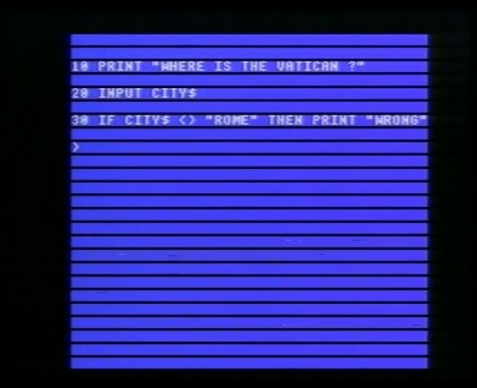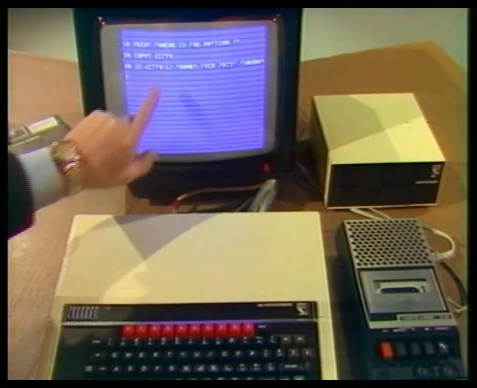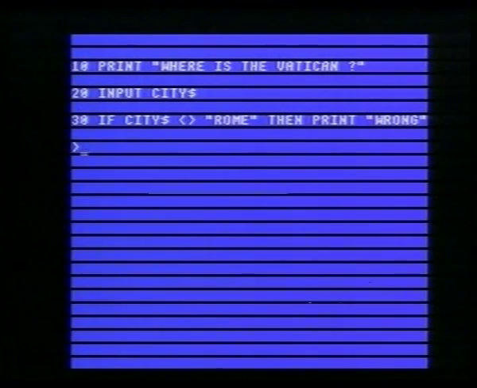And on line 30, we've put the sort of statement we did at the end of the mayonnaise sequence, which was, if the mayonnaise is OK, eat it. If it isn't, start again and put some more egg yolk in. This one, we've said if what you've typed in is not equal to Rome, then print wrong. So let me just go over this again. When you run the program, you're going to get the question, where is the Vatican? And then you're going to get a question mark. And if you type an answer which isn't the correct answer, which isn't Rome, then it'll say wrong.